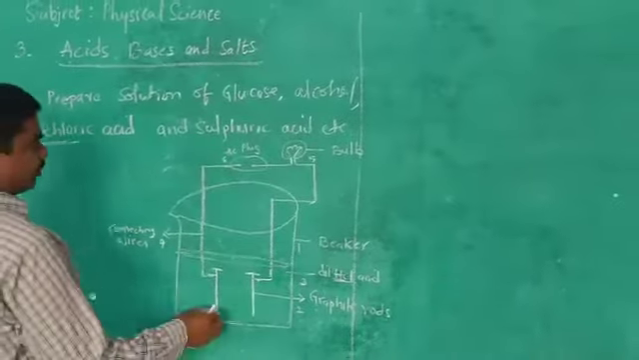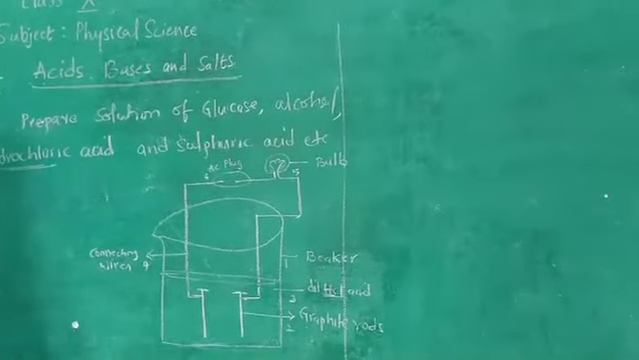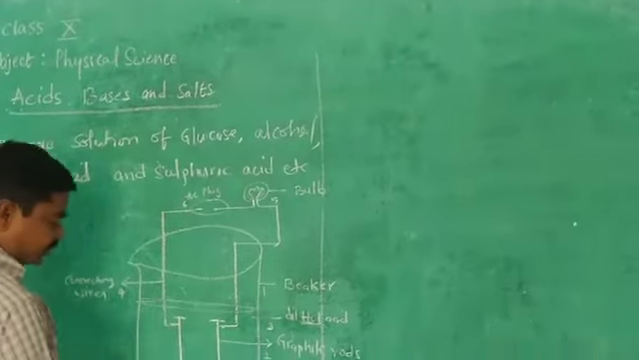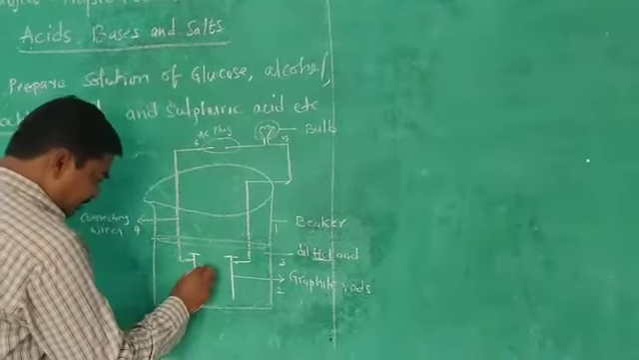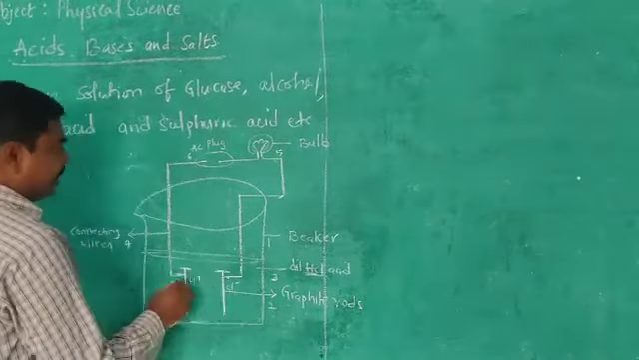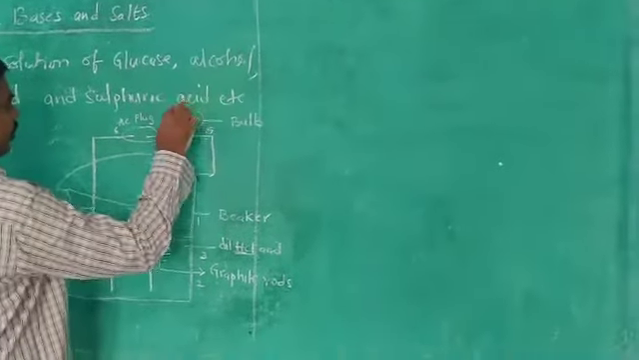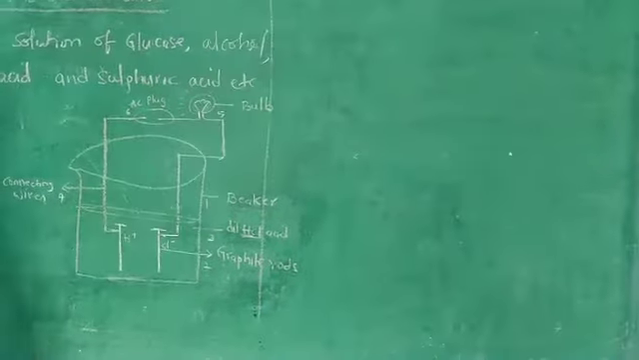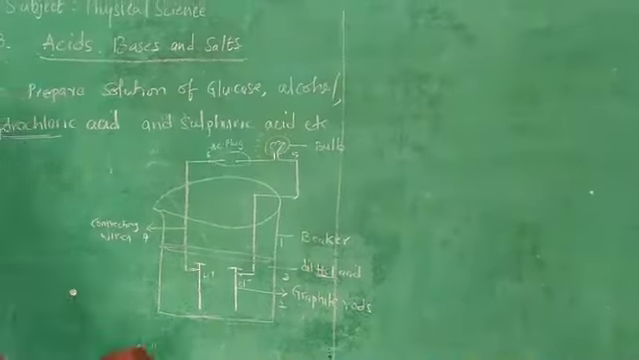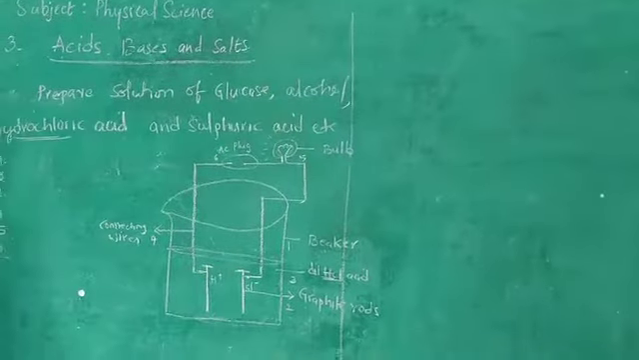Now taking this hydrochloric acid, whenever you are passing the current from the AC power plug, the HCl will be dissociated into H plus and Cl minus, and the flow of electrons will take place. Due to that the bulb will glow. Now this says the dissociation of these molecules.